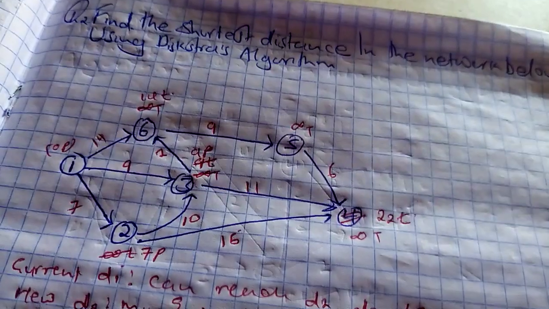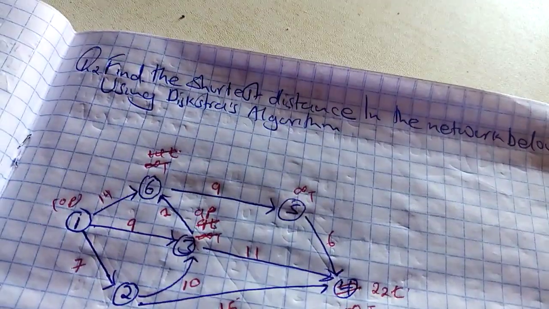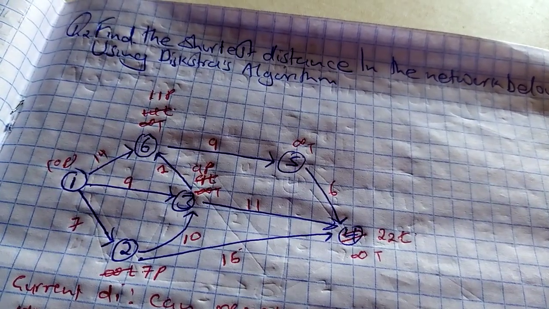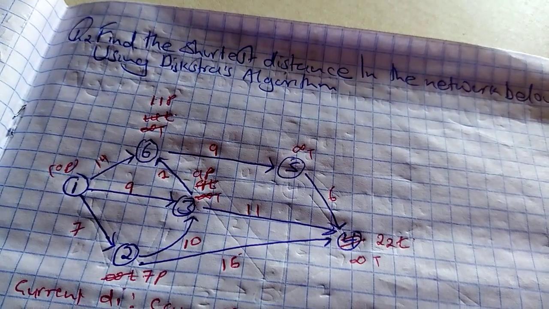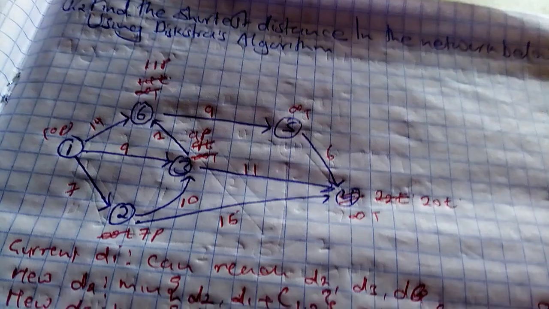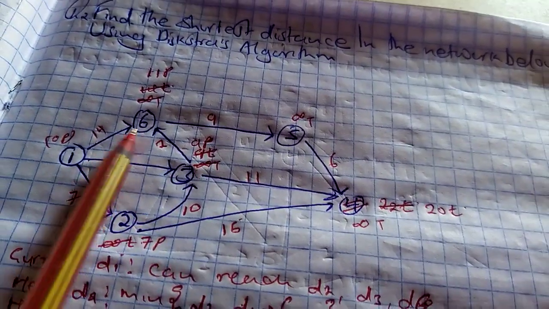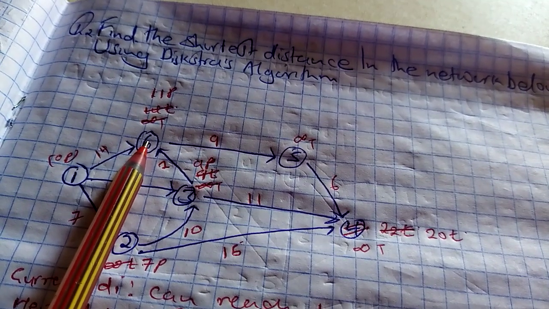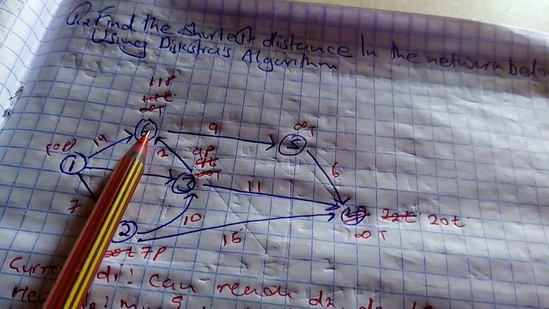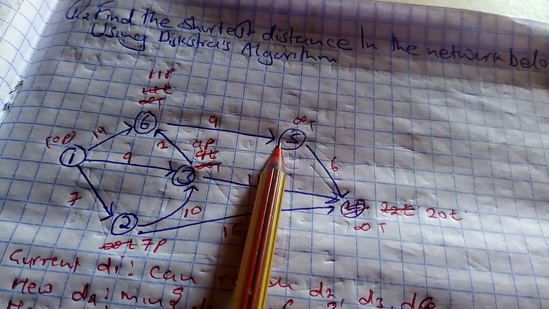So let me present here on the diagram or the network. D6 becomes 11P, and now d4 becomes 20T. So from here, our current is now at d6. We can only reach d5. From d6 we can reach d5.